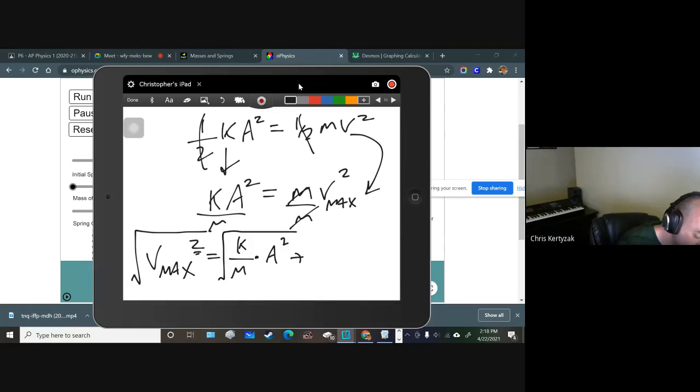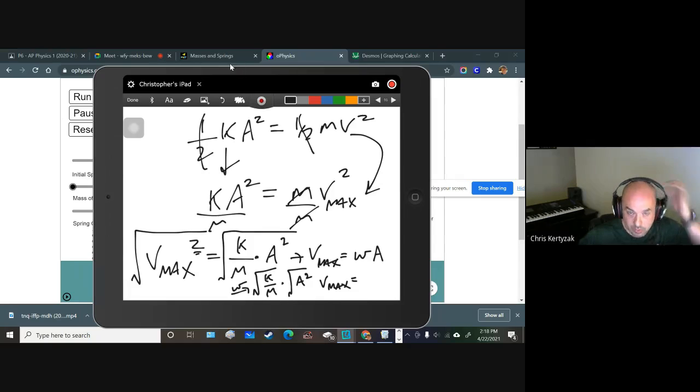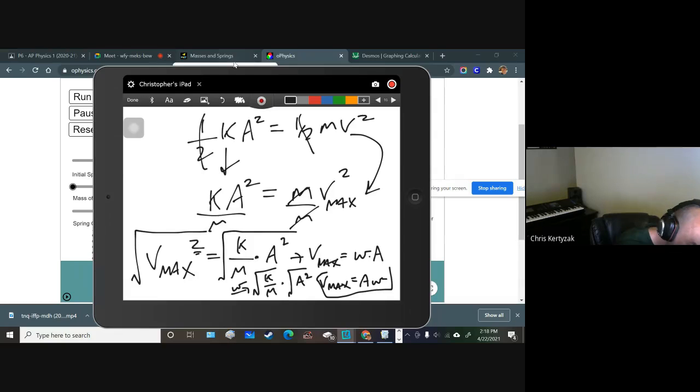Well, that gives me v max is equal to, since these are all underneath the one square root, I can actually see that as square root of K over m times the square root of A squared, right? Square root of K over m, that's omega, right? This is omega. And the square root of A squared is A. So that means theoretically the maximum speed in the middle when it passes through equilibrium is the product of A and omega, usually written in this order, though it wouldn't matter, of course. So theoretically, the maximum speed is A times omega.